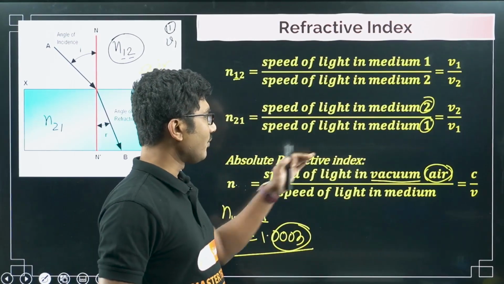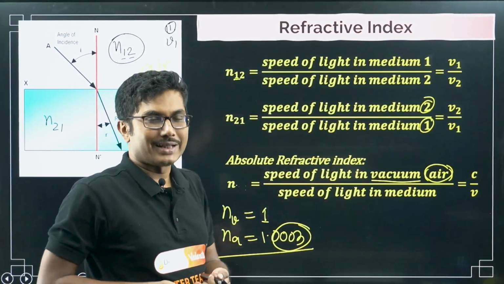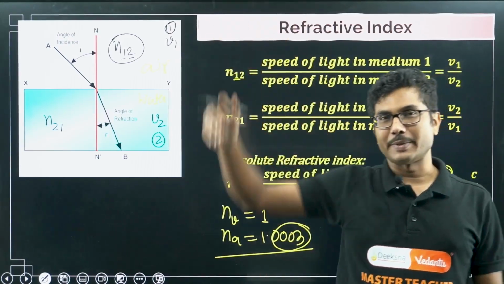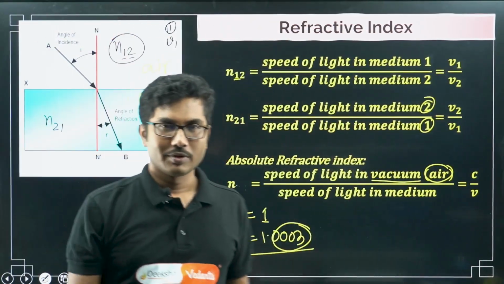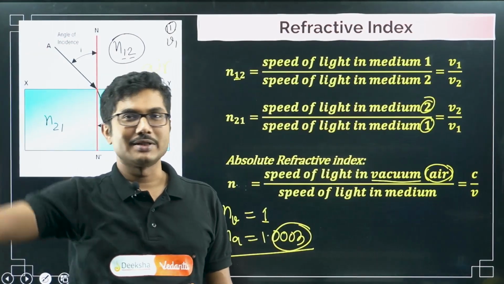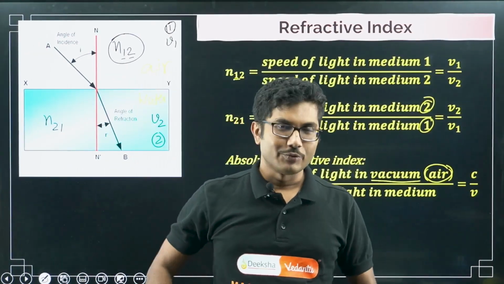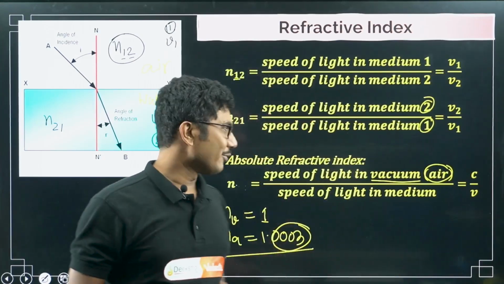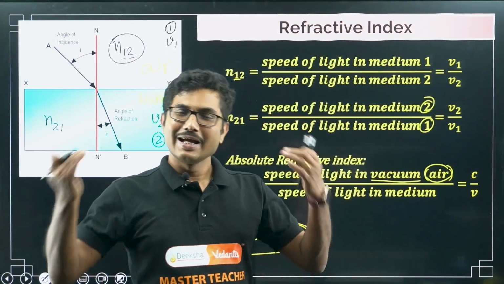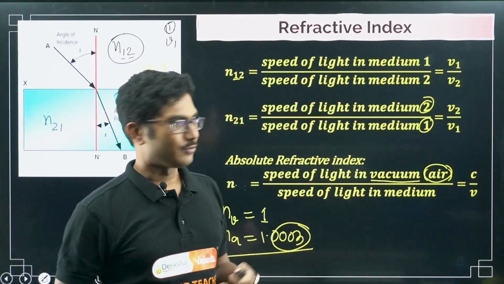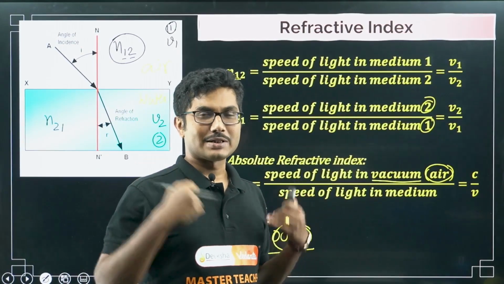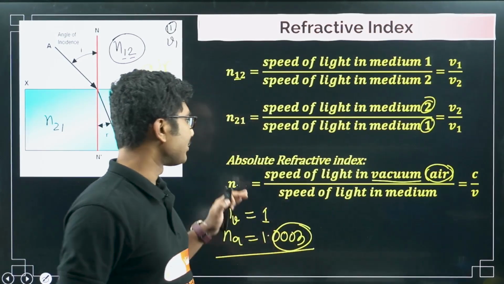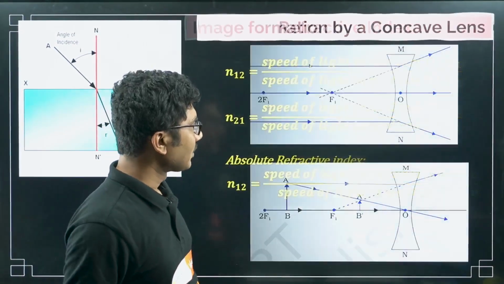Because air is more common to us, to perform any experiment we will not always run to space where there is vacuum, where Sunita Williams and her team are performing some experiments. We cannot do that, so we have to adapt to our own reality. Our reality says that the speed of light in air is almost the same as in vacuum, so whatever experiments we perform here are almost perfect. So this is the absolute refractive index.